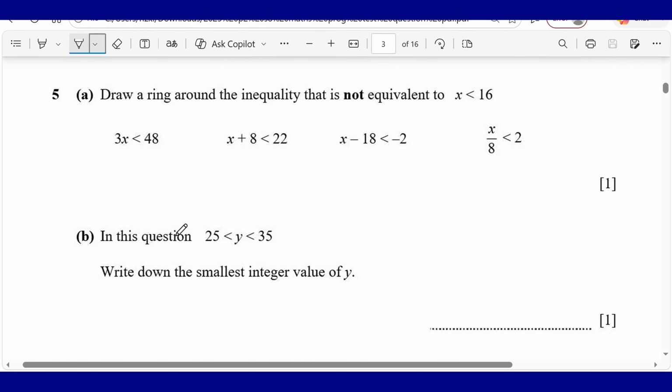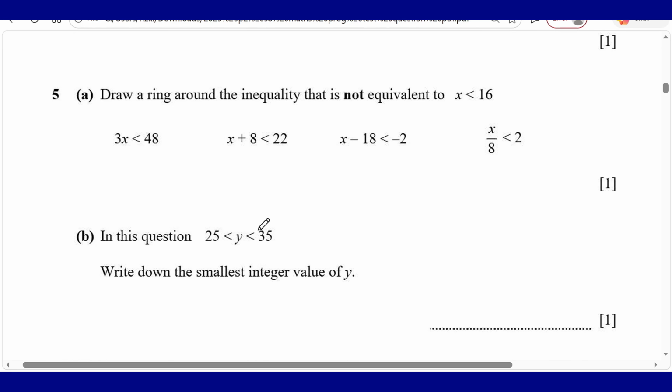Let's move on to 5b. In this question, 25 is less than y and y is less than 35. Write down the smallest integer value of y. We'll reveal the answer when the timer returns to 0.